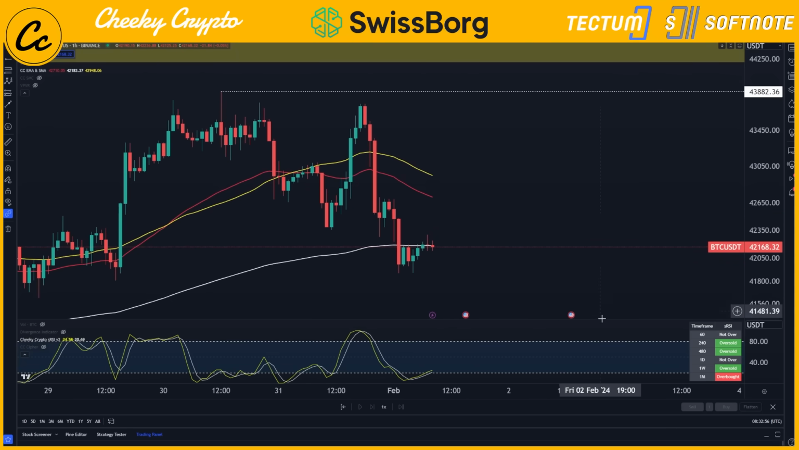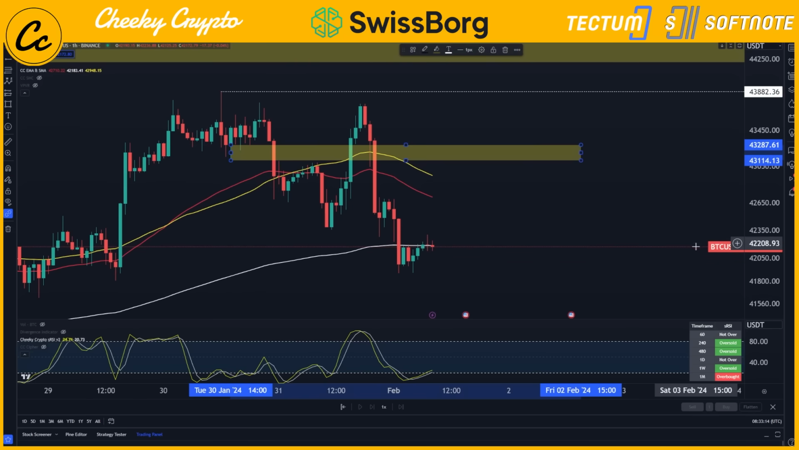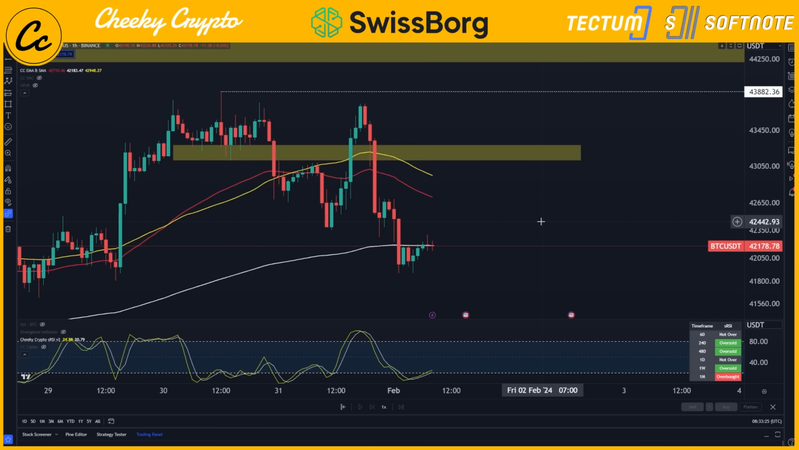the 50 SMA. As you can see here, the red line being the 50 EMA, coming in at $42,710. Now, the yellow line, the 50 SMA, is coming in at $42,948. These are going to be resistance areas for us. Now, we can also note that if we kind of think about this little range right here, between 43,114 and 43,287, this is also going to be an area of resistance for us. So I'm not likely to think that we're going to push past this range, in my opinion.